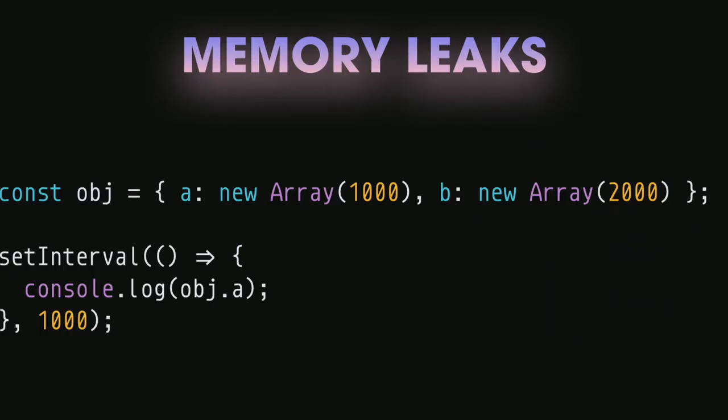But I have one example here. We have an object with two properties holding two arrays: A with an array of 1,000 elements and B with 2,000 elements. Then we have setInterval, and we are constantly logging object.a. So is there any problem happening here? Besides that, for example, is B going to be garbage collected?